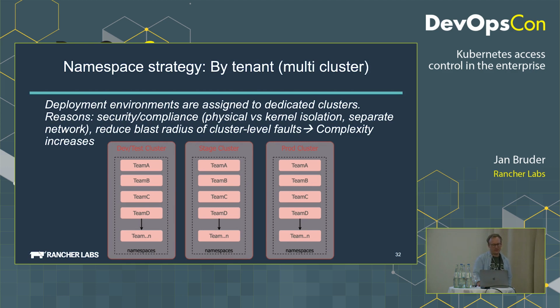This is maybe a more common scenario. Here you have actually a physical separation of deployment stages. So you would have a dedicated cluster for dev and test, and in that cluster you can separate different teams with namespaces. And then you would have maybe another cluster for stage and for prod. This provides better security because the isolation between prod and pre-prod is harder: it's not just kernel namespacing, it's actual physical hardware, or at least separate virtualized hardware.